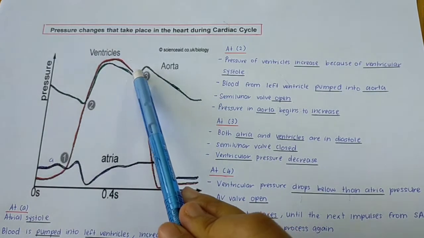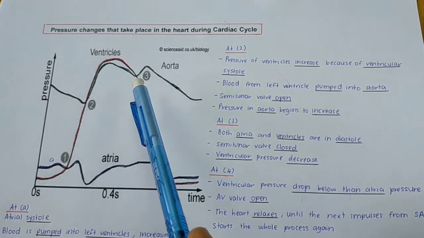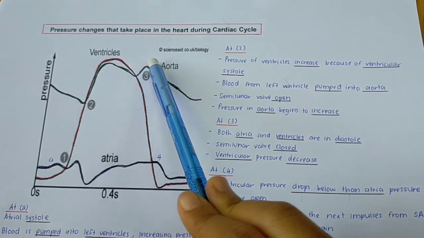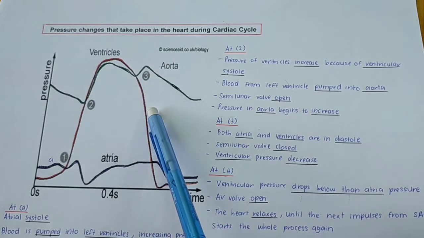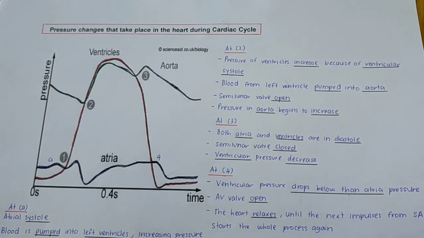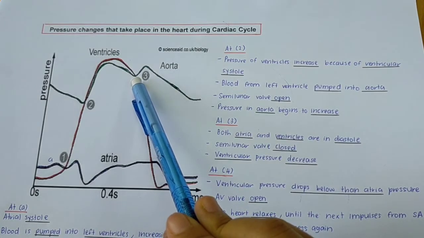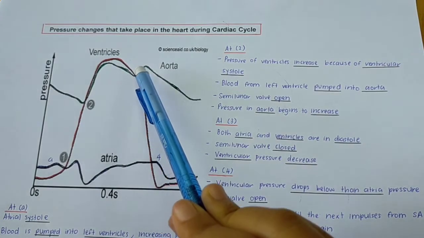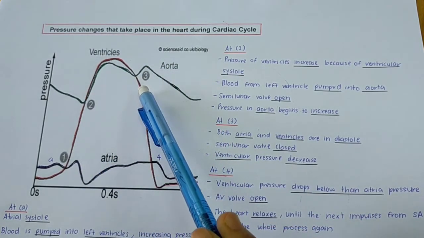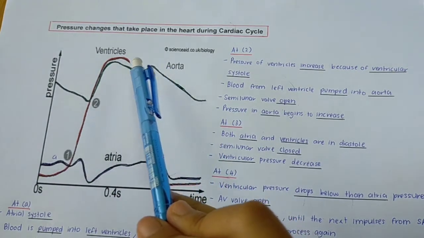And then at 3, both atria and ventricle are in diastole. Once the left ventricle has pumped the blood into the aorta, the pressure of aorta starts to increase and the pressure of ventricle starts to decrease. So the atria and also the ventricle are both in diastole, or both relaxed. What happened here? The semilunar valve closes. Why? Because the pressure of ventricle is below the pressure of the aorta, so the semilunar valve must be closed, to prevent the flow of blood from the aorta into the ventricle.